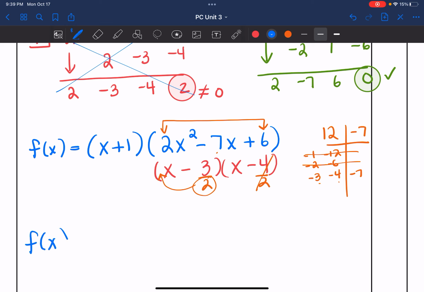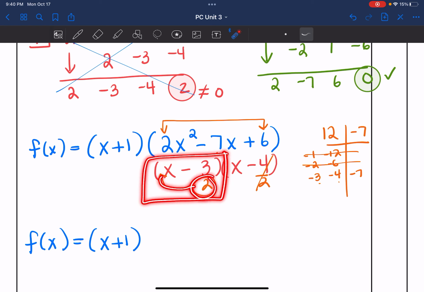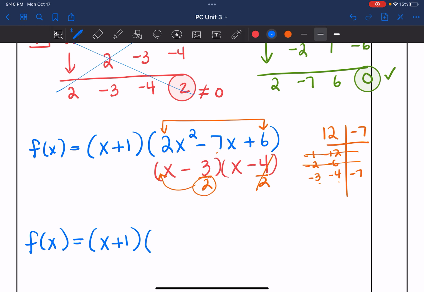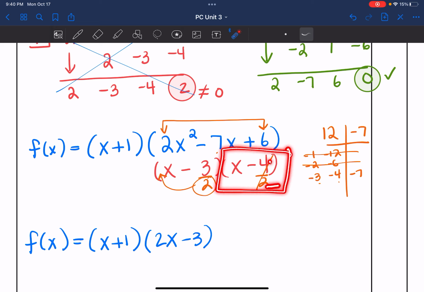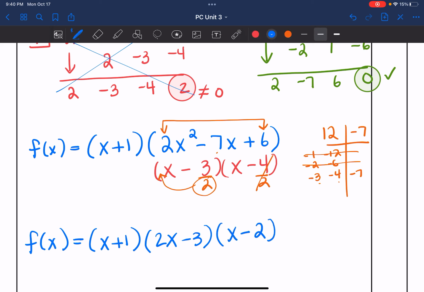f of x is equal to, so I still have that x plus 1. I'm still keeping this one. But here, this 2 is moving up, so this is going to turn into 2x minus 3. And then for this factor, I know that 4 divided by 2 is 2, so that'll just be x minus 2. Okay, so that is it, completely factored, as much as we can.